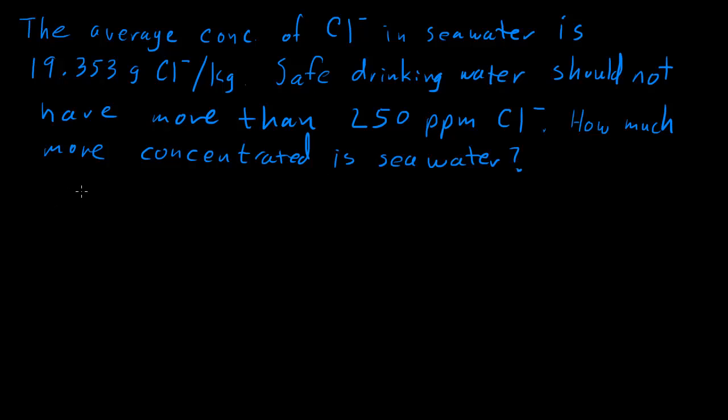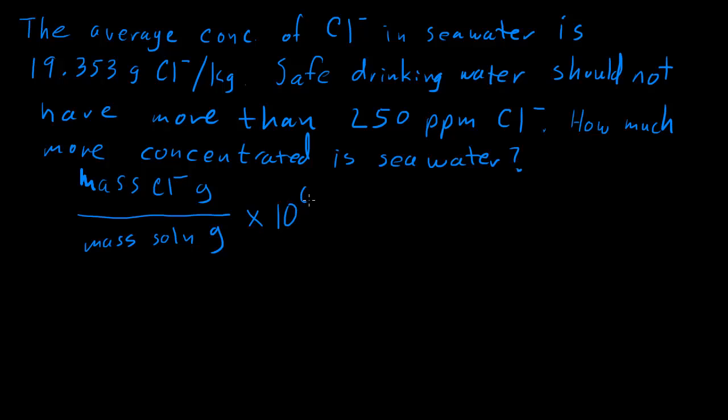So what we need to do is figure out the mass of chloride. We can do that in grams. And then we need to divide by the mass of solution in grams. So both these units need to be the same. And we're going to convert it to ppm. So finally we're going to multiply by 10 to the 6. So I'm just using my definition for ppm here to figure out what I need to do.